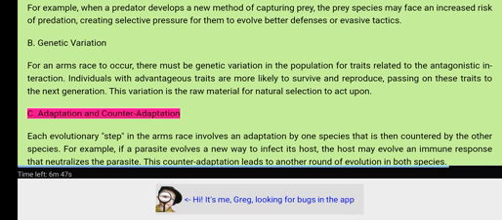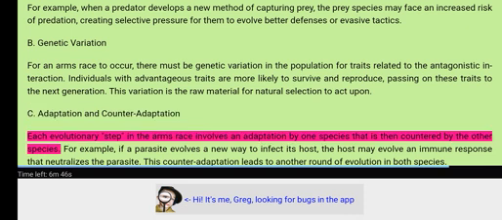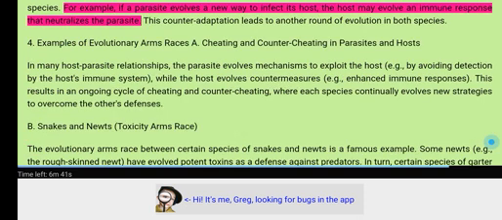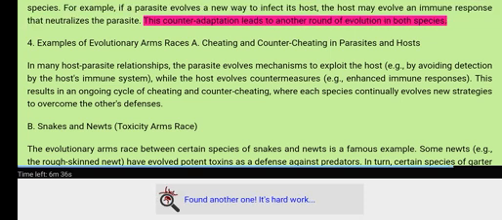C. Adaptation and counter-adaptation. Each evolutionary step in the arms race involves an adaptation by one species that is then countered by the other species. For example, if a parasite evolves a new way to infect its host, the host may evolve an immune response that neutralizes the parasite. This counter-adaptation leads to another round of evolution in both species.